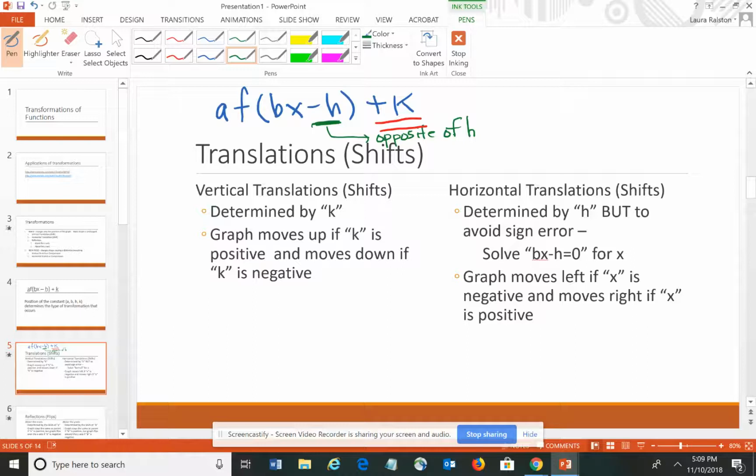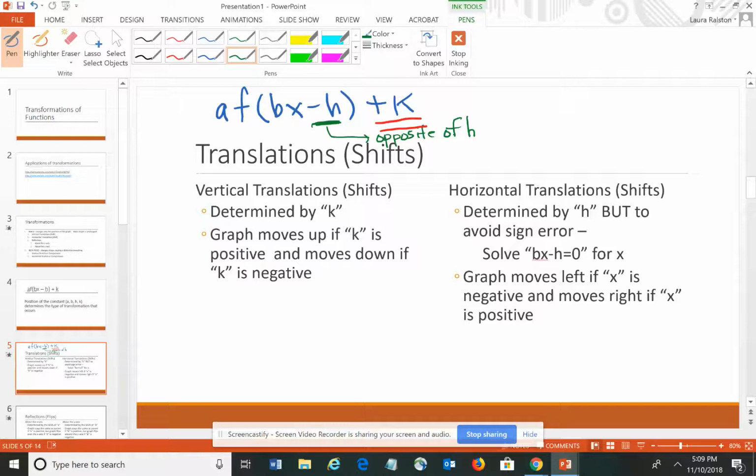And then if you look at the value of x, whether it's positive or negative, that tells you whether to move left or right. Again, vertically, you're moving things up and down. Horizontally, you're moving it left and right. So again, be careful because of that minus sign in the expression, because you can make a sign error and move in the wrong direction.